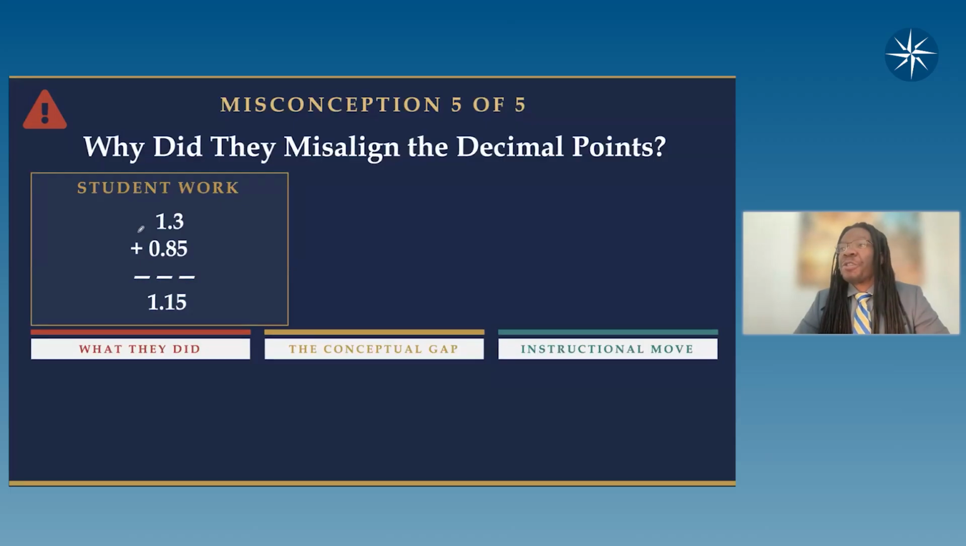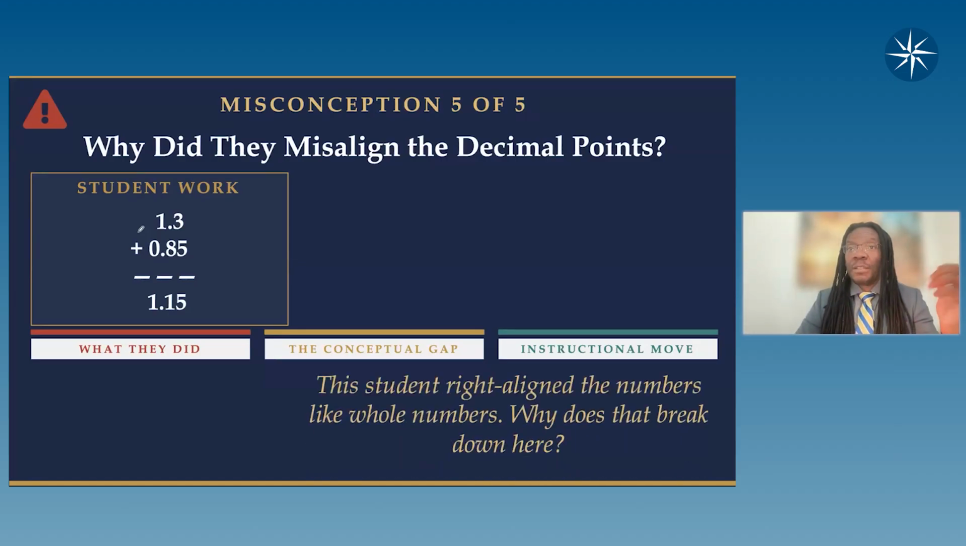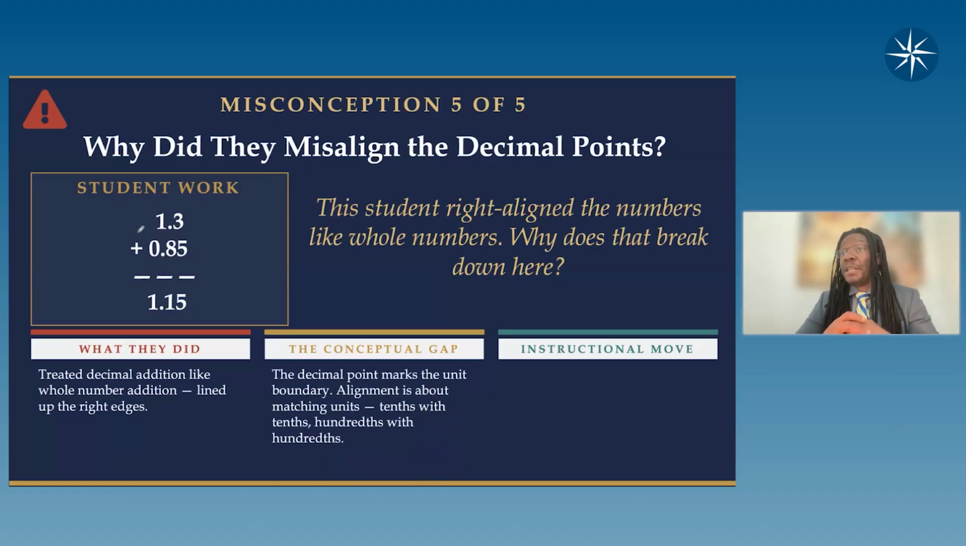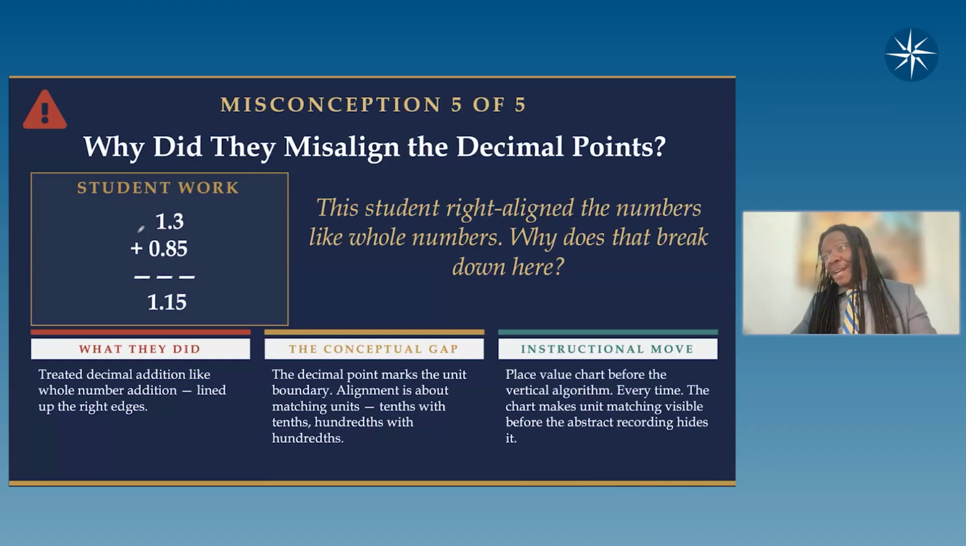Here's another misconception. This is 5 of 5, so we are getting closer to the end. Some students have problems aligning things, right? So I know we're strapped for time. So they treat the decimal again like addition. They're not lining up things. Again, this is the power of your place value chart. The decimal points, again, is the boundary. So they didn't respect the boundaries here. And the instructional move, here we go again, the place value chart. Imagine they would have worked with the place value chart when they were working with integers.